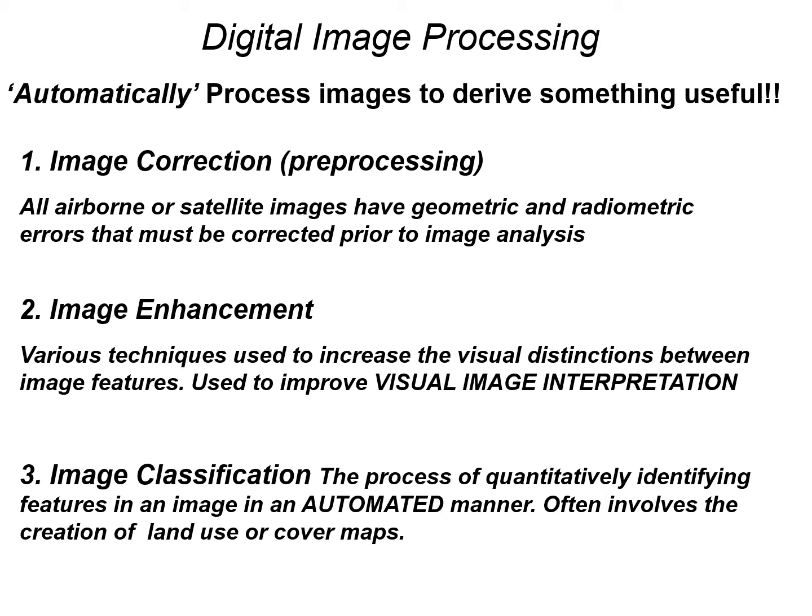And then image classification. So using quantitative methods to identify different classes of features or land cover in an automated manner. And so generally that involves the creation of land use or land cover maps. This is probably still the main objective of most remote sensing applications, creating some kind of cover map.